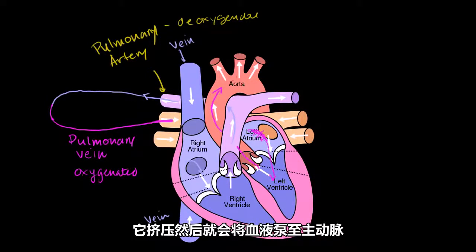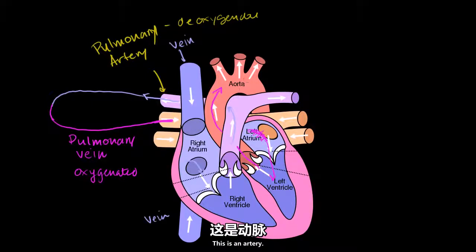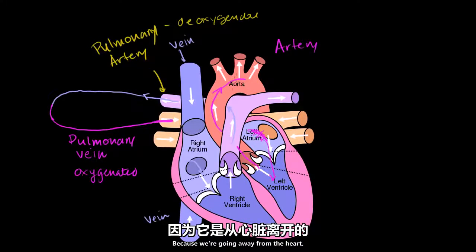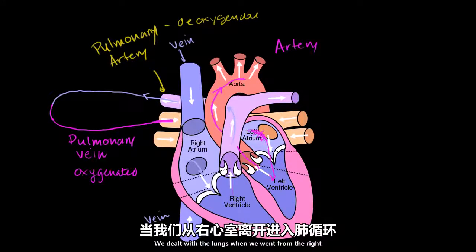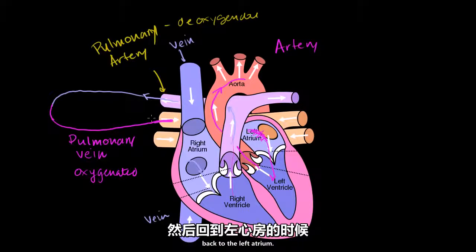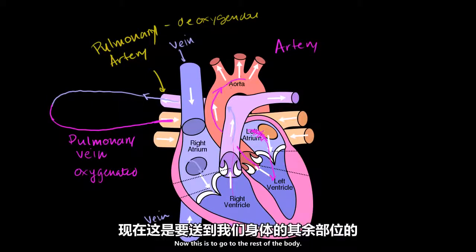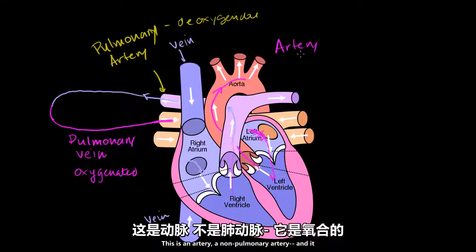Now, the aorta, this is an artery. Why is it an artery? Because we're going away from the heart. Is it a pulmonary artery? No. We're not dealing with the lungs anymore. We dealt with the lungs when we went from the right ventricle to the lungs in a loop, back to the left atrium. Now when we're in the left ventricle, we pump into the aorta. Now this is to go to the rest of the body. This is an artery, a non-pulmonary artery, and it is oxygenated.